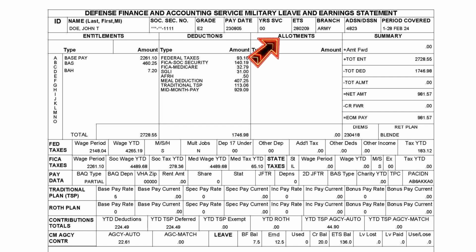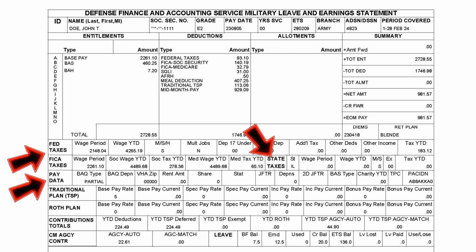And allotments, this is where you're telling where you want your money to go. So if you pay for dental for any dependents, it will come out under allotments. If you live in on-base housing, it will also come out under allotments. After that, you have your federal taxes, your state taxes, and your pay data.